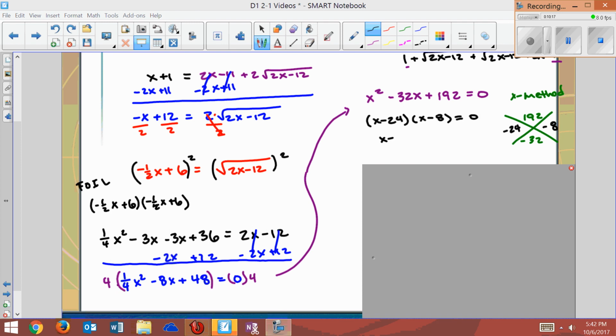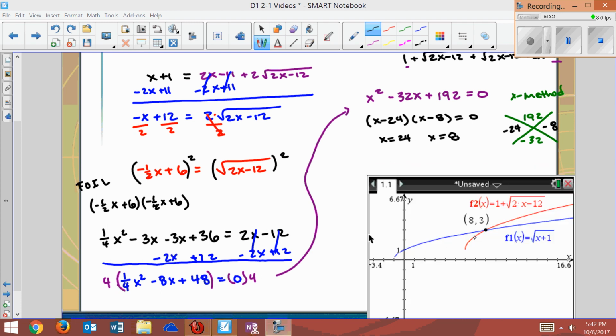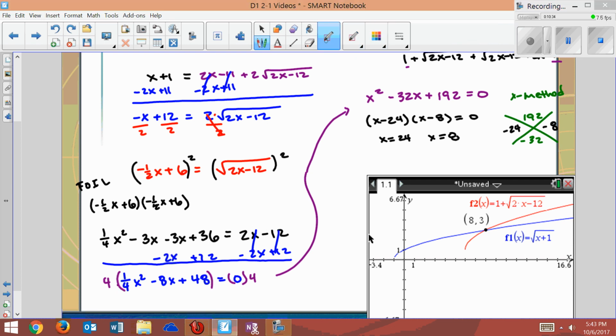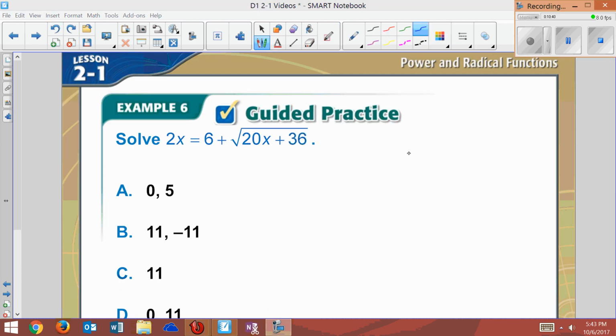So we would think the answers would be 24 and 8. Well, if we plug them in, we'd actually find out that one of them is extraneous. This answer here is extraneous. They would not hit each other again. And so we only have one answer here, and the answer is 8. Again, this other answer would be called extraneous. Now here's one for you to try, and I'd recommend the graphing technique.